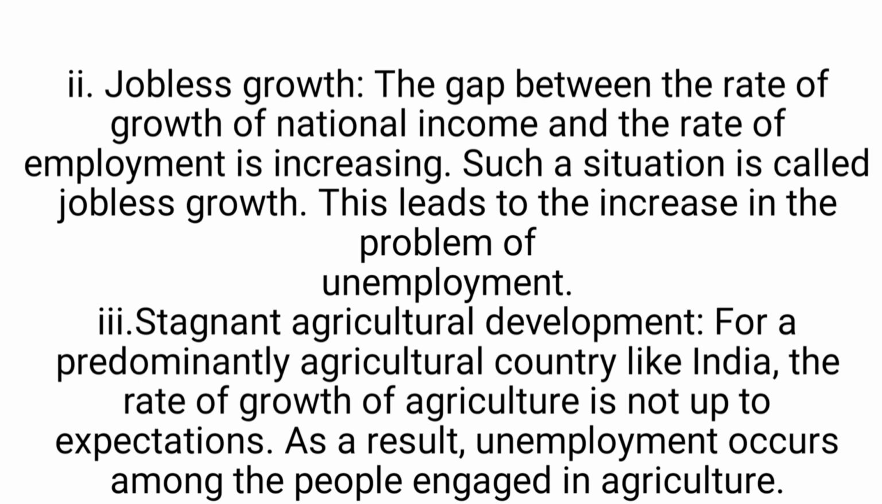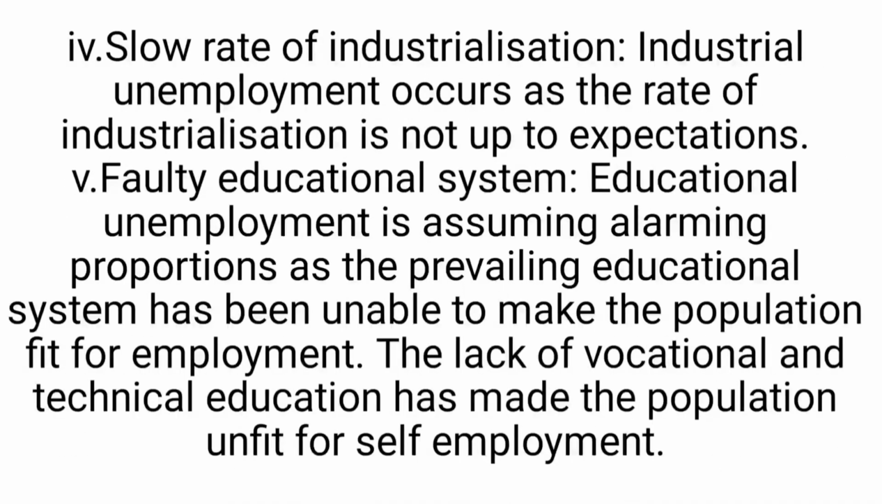Number 3. Stagnant agricultural development. For a predominantly agricultural country like India, the rate of growth of agriculture is not up to expectations. As a result, unemployment occurs among the people engaged in agriculture. 4. Slow rate of industrialization. Industrial unemployment occurs as the rate of industrialization is not up to expectations.